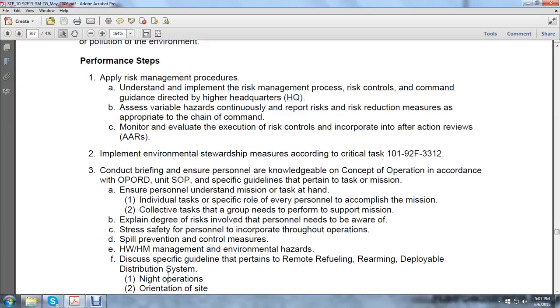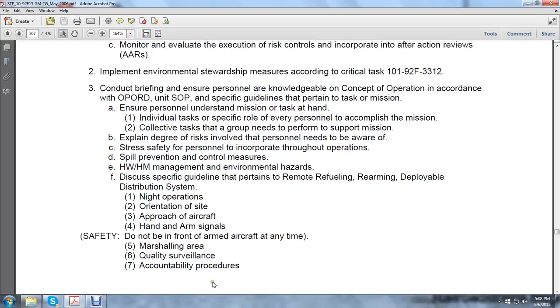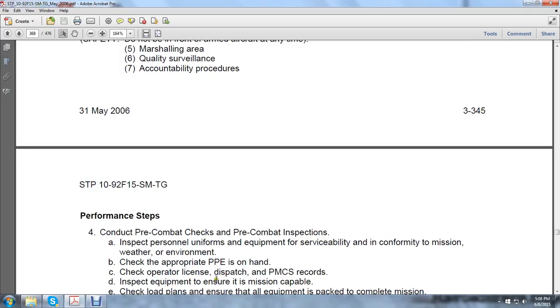Spill prevention and control countermeasures, hazardous waste, hazardous material management, environmental hazards. Discuss specific guidelines that pertain to the remote refueling, rearming, deployable distribution system, night operations, operation of the site, appropriate approach of aircraft, hand and arm signals. Safety: do not be in front of armed aircraft at any time. Marshalling area, quality surveillance, accountability procedures.